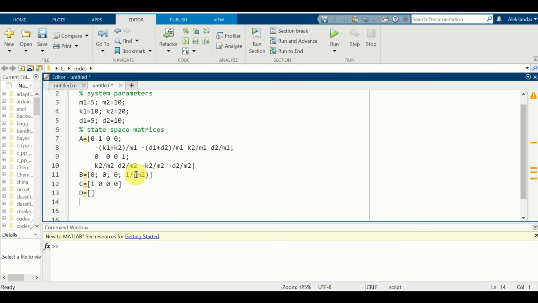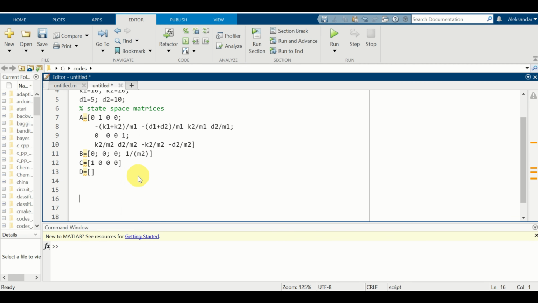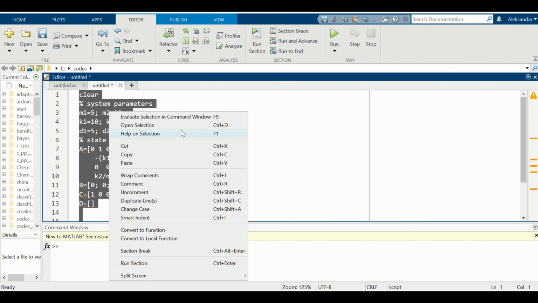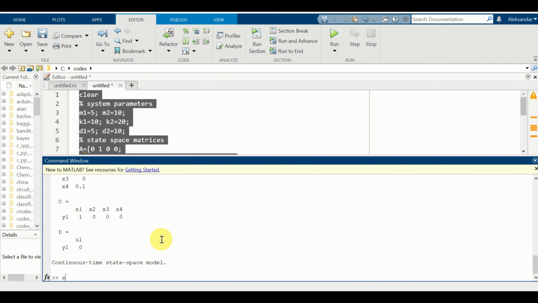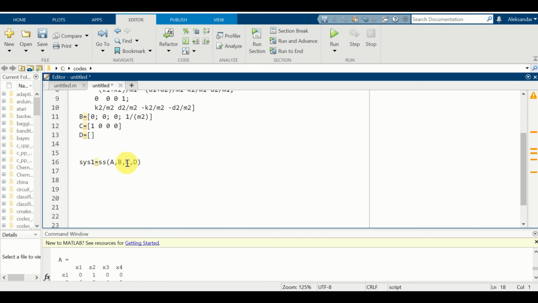Now that we have our system matrices, let's define our system. I will type system1, and I will use the function ss for the state space model to define the state space model in MATLAB. I will type A, B, C, D, and that's it. That's our state space model. Let's see our state space model. Here it is. Perfect.